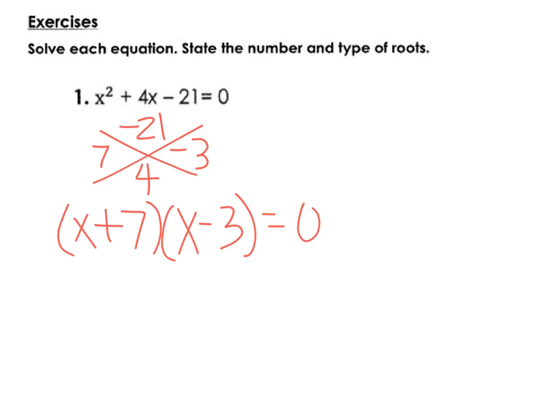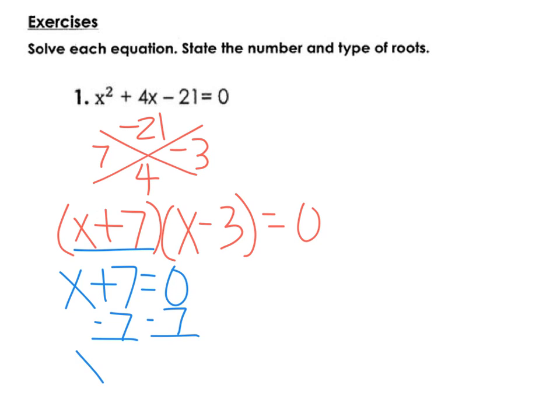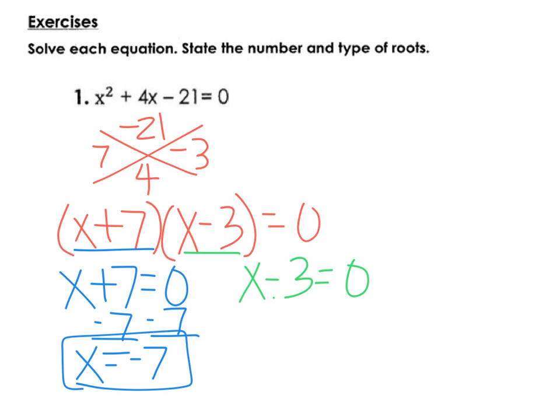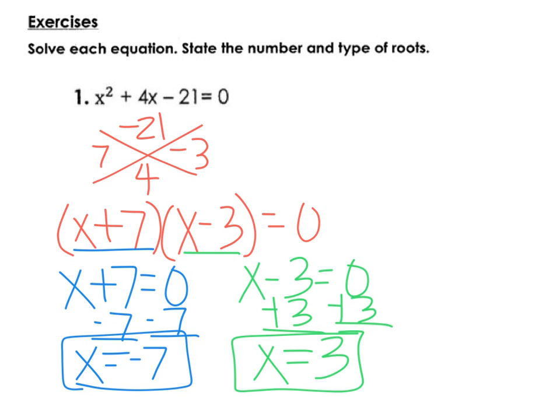Then set each of these equal to 0. So x plus 7 equals 0. Subtract 7 from both sides. x equals negative 7. And then set x minus 3 equal to 0. Add 3 to both sides. x equals 3.